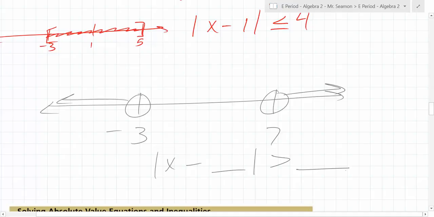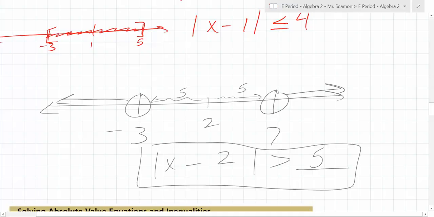What's the center of this interval? 2. So it's going to be x minus 2 is going to be greater than what? 5. You found the center, which was 2. And what's the distance from 2 all the way to 7? 5. So x minus 2. This means all of the points greater than 5 away from what point? Greater than 5 away from 2.